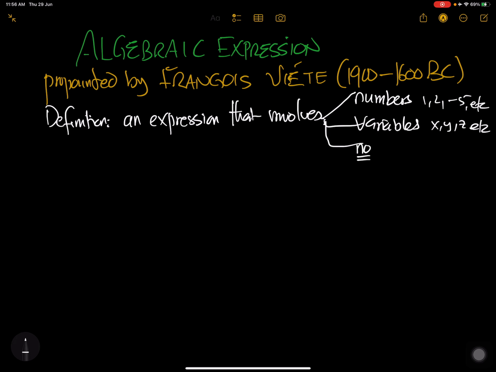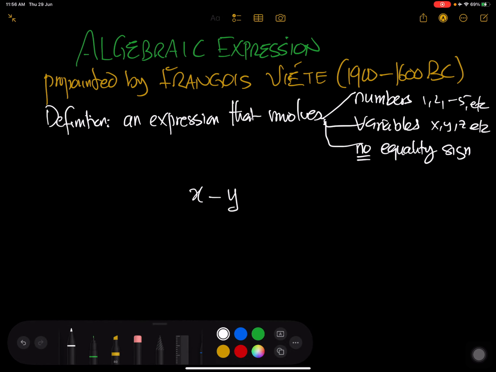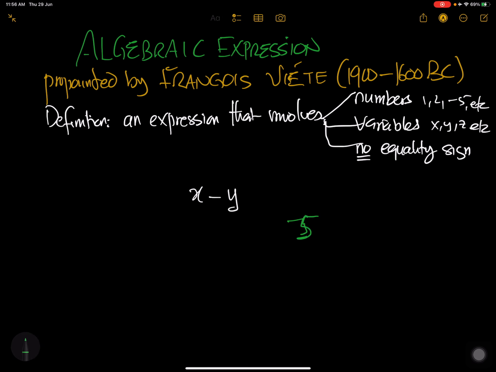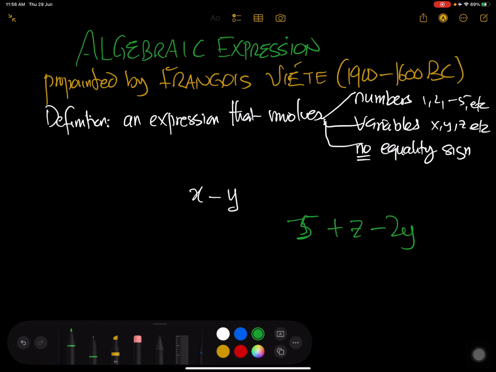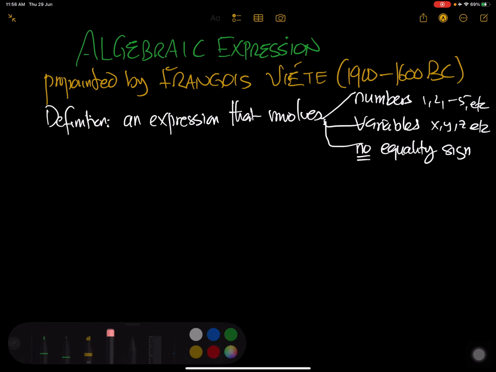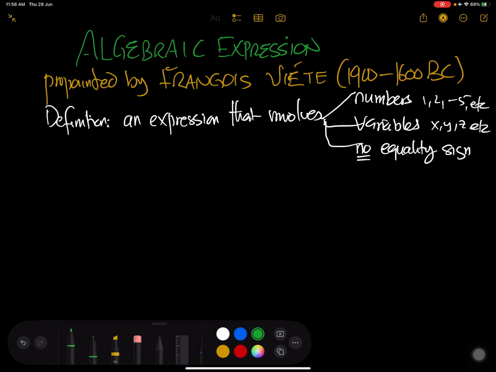There's no equal to sign in there. So any expression you see without an equal to sign is an algebraic expression. An example is x minus y. Or let's say we have minus 5 plus z minus 2y. This is an algebraic expression because there's no equal to sign in there. That makes it an algebraic expression.